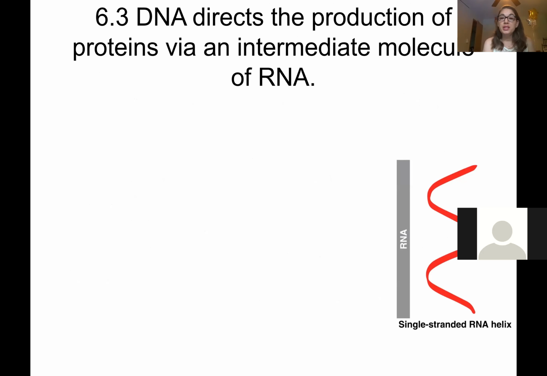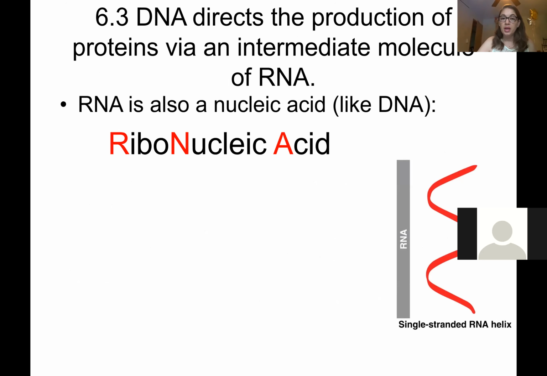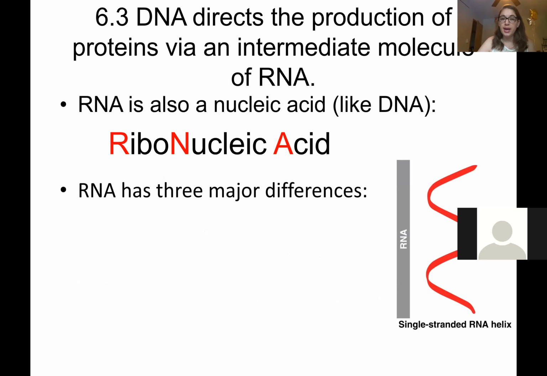DNA directs the production of proteins through RNA, which is an intermediate molecule that we're going to learn a little bit about. So RNA is also a ribonucleic acid, just like DNA. But the sugar backbone is different. So RNA stands for ribonucleic acid.